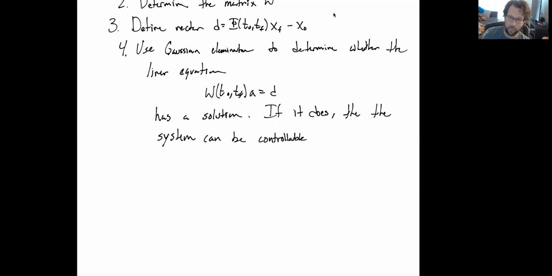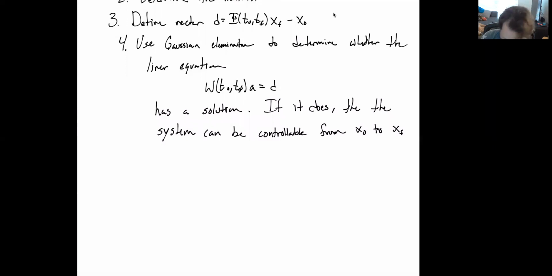And why is that? Well, it means that the matrix W is non-singular, right? If A has a solution. And it can be controlled from X naught to XF. Now, if it doesn't have a solution, then otherwise it cannot. Therefore, it's not controllable.